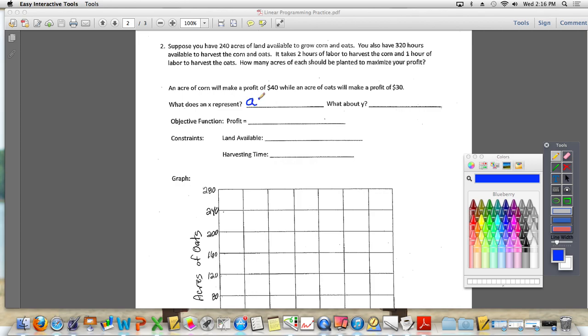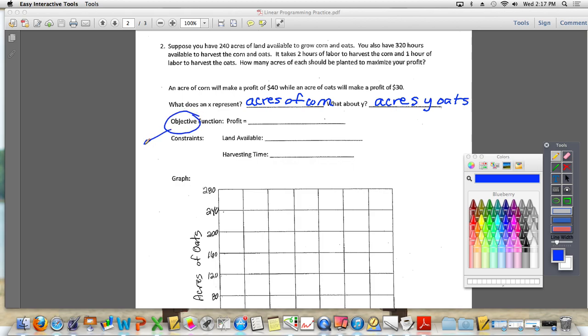So an x represents acres of corn, right? What does a y represent? Acres of oats. I go to the y-axis, it says acres of oats, so that's what the x and the y represent. We are going to try to figure out how many acres of corn should I harvest and how many acres of oats should I harvest, and you'll see the process as we work through this. But it says objective function.